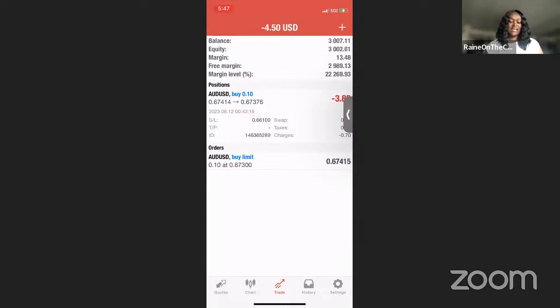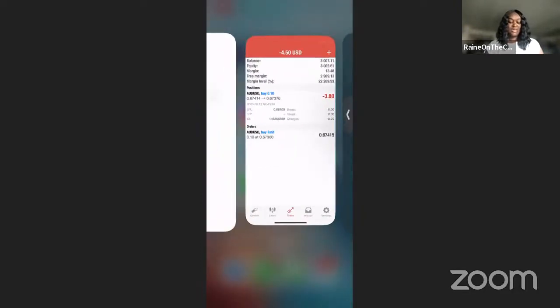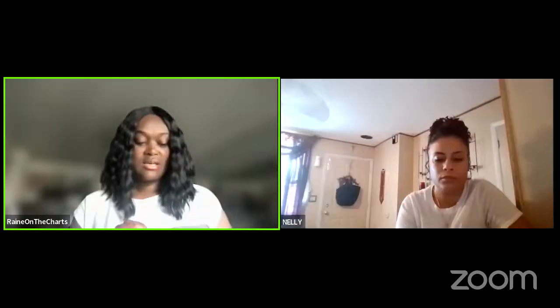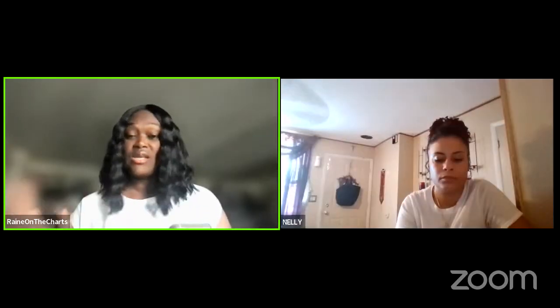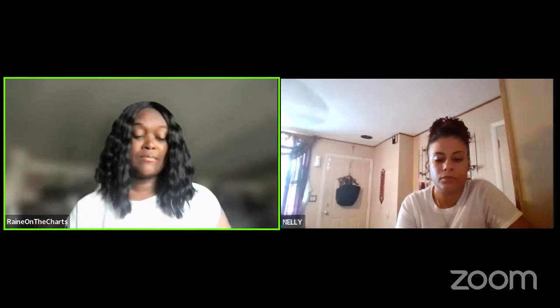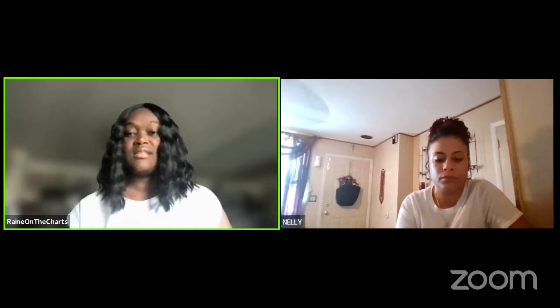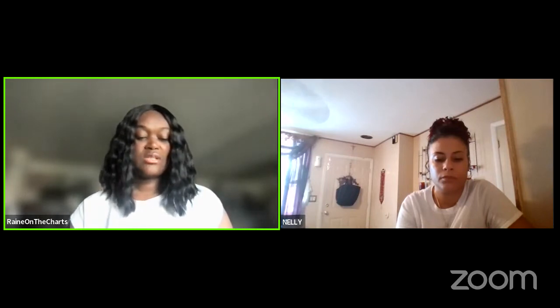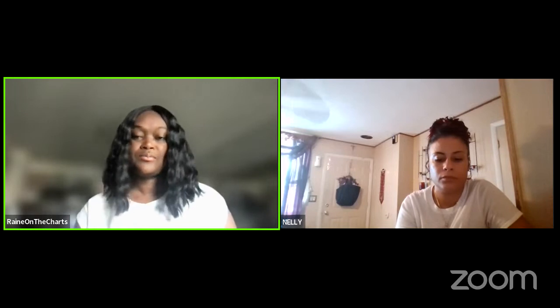Okay, but yeah, that's really what I wanted to cover, because the lot size calculator is important. It's an important tool as you are growing your account.